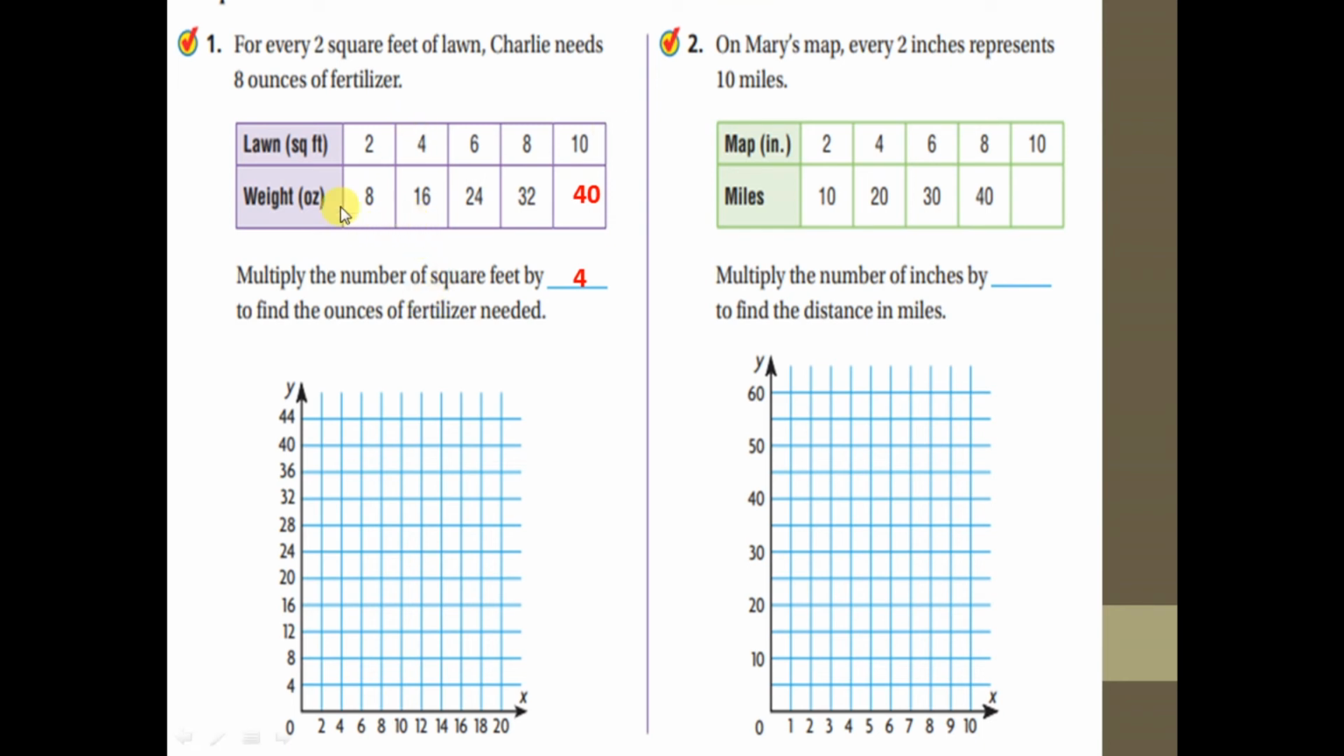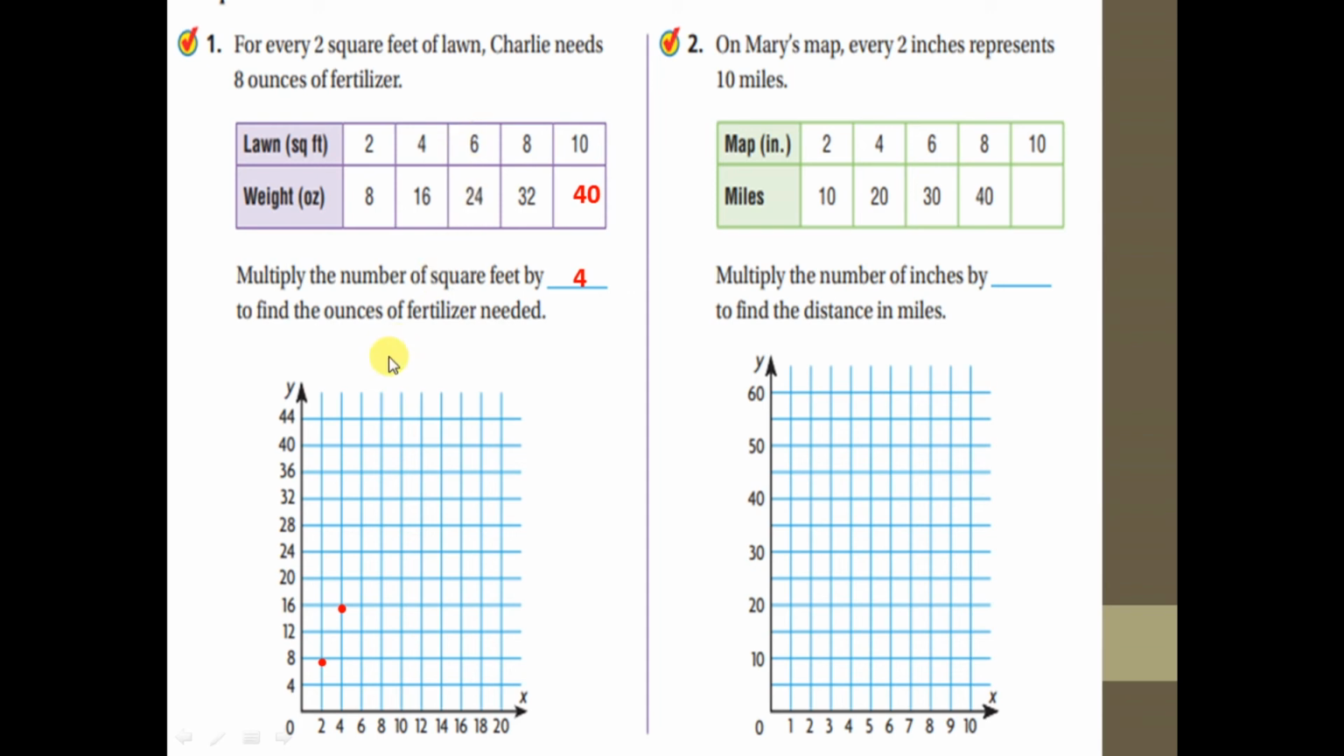Now let's graph all the points here from the table. First point is 2 with 8. So start from the origin, we go to 2, then we go up until 8. And here we are. Then 4 with 16. So we start from the origin, we go to the right 4, then we go up until 16. And here we are again.